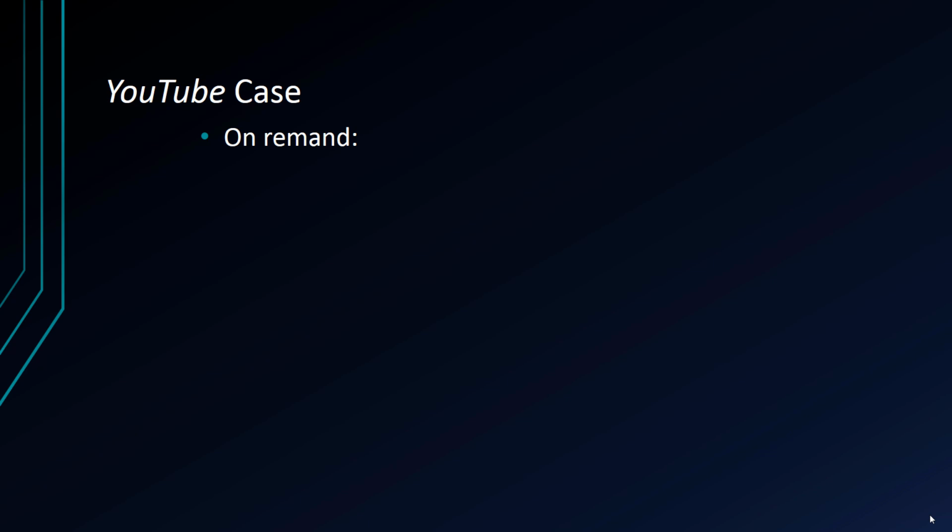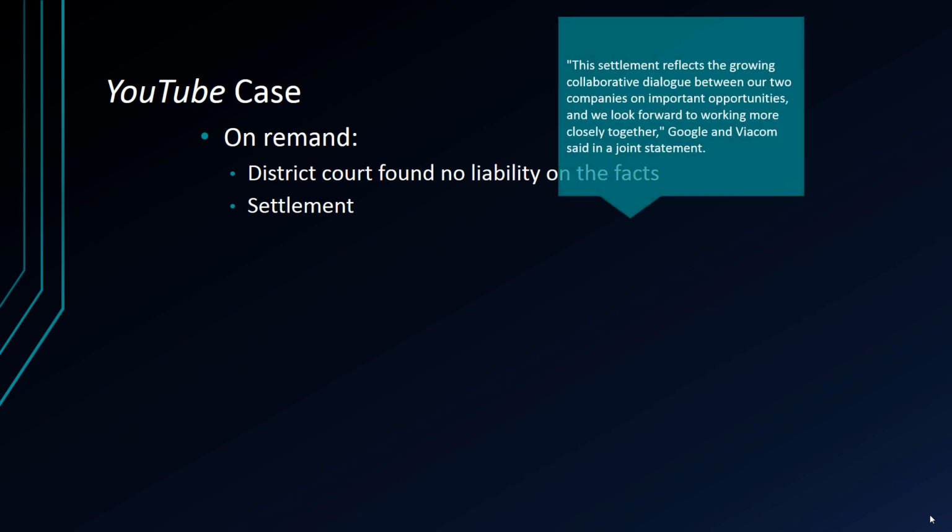How should the law work out? Court kind of punts. The case is remanded. What happens? The district court finds no liability on the facts. And then there is a settlement. And the settlement, I think, is really interesting. So here is a quote from one of the press releases around the settlement: "Reflects the growing collaborative dialogue between our two companies, Google and Viacom."